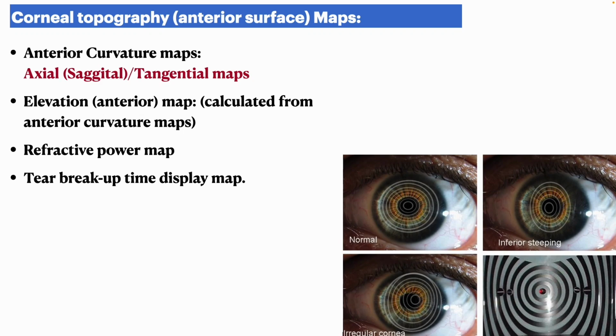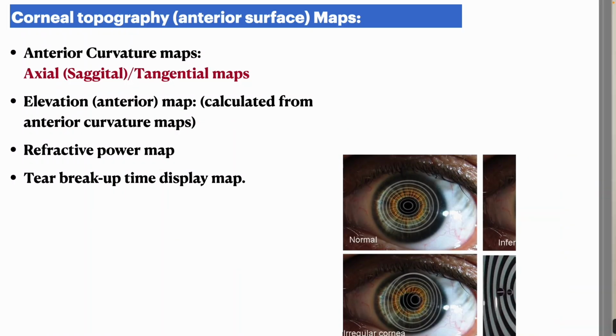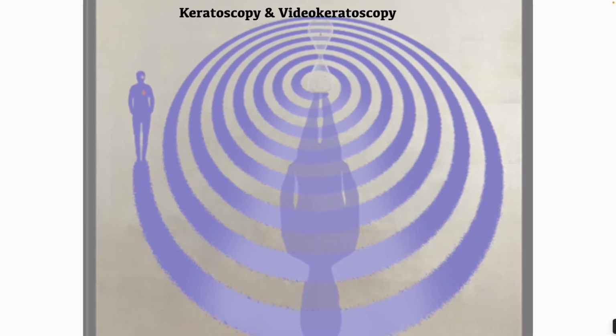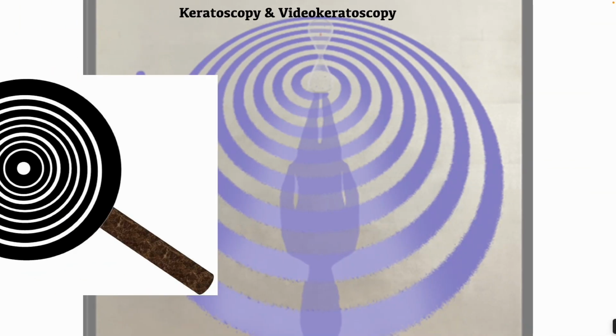Also the elevation maps regarding the anterior surface, the axial or tangential anterior curvature maps, and the elevation maps calculated from the anterior curvature maps, the refractive power map, and the tear breakup time display, which will give you an idea about the wetting status of the surface, either dry or acceptable.